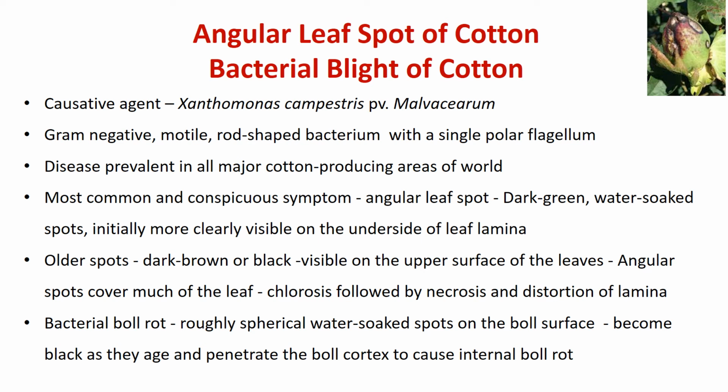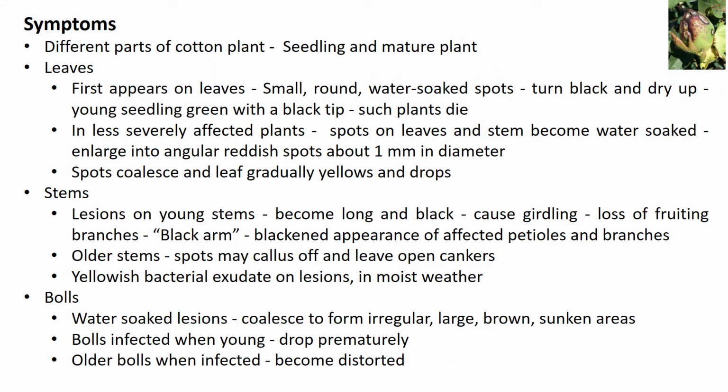Sometimes the bacterial blight of cotton also causes bacterial boll rot, where there will be roughly spherical water-soaked spots formed on the surface of the cotton boll. These spots will become black as they age and they penetrate the boll cortex to cause internal boll rot. Symptoms of angular leaf spot of cotton.